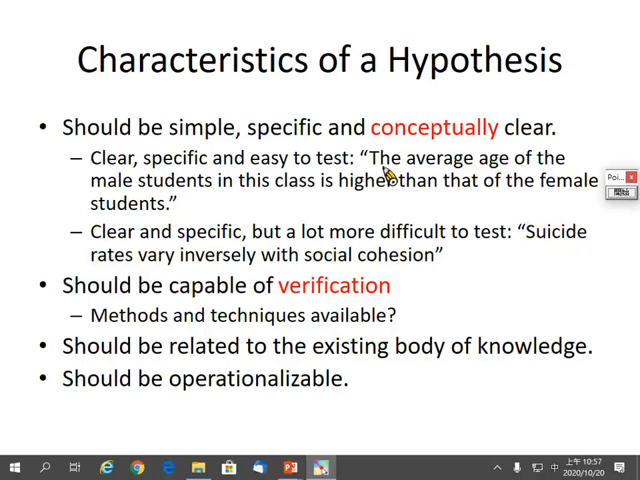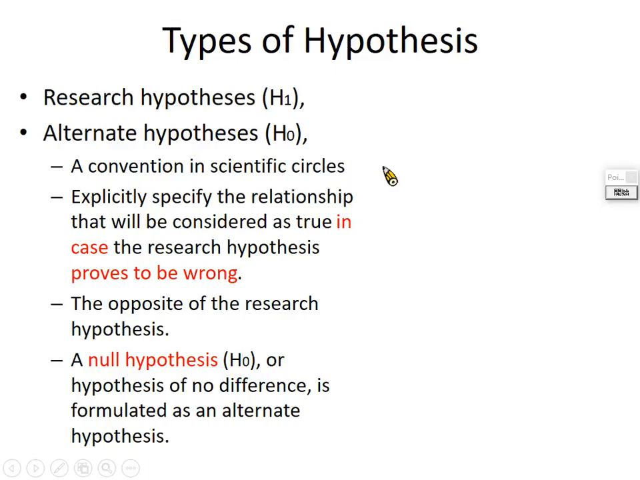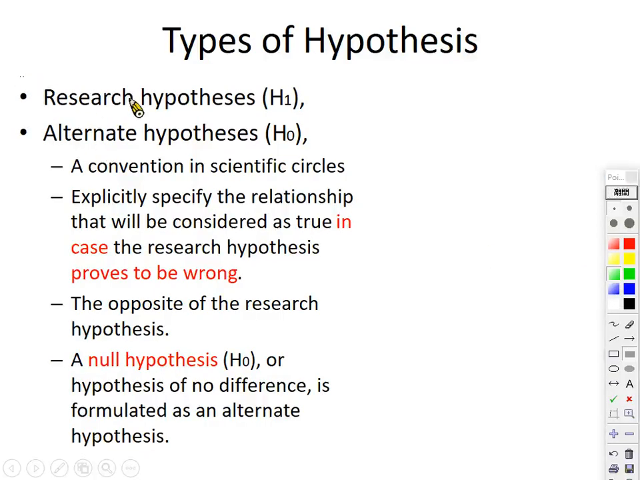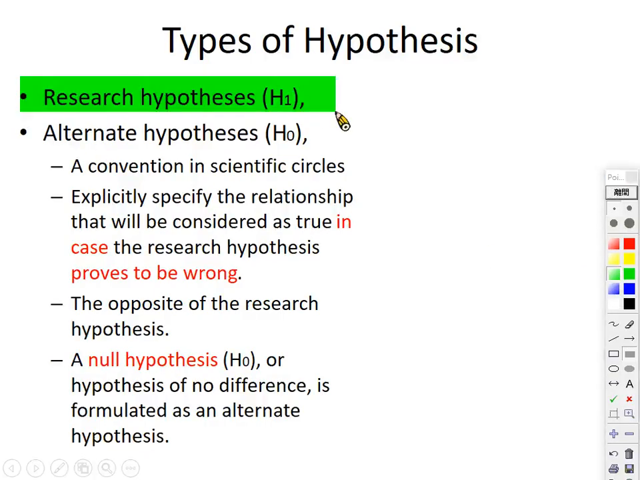Okay, let's move down to the next slide. Okay, we have 3 minutes left. It's a good time to introduce the different types of hypotheses. Basically, we have two kinds of hypotheses. The first one we call research hypothesis. For research hypothesis, the notation is H1. H1 refers to the hypothesis we really want to understand, we want to test.